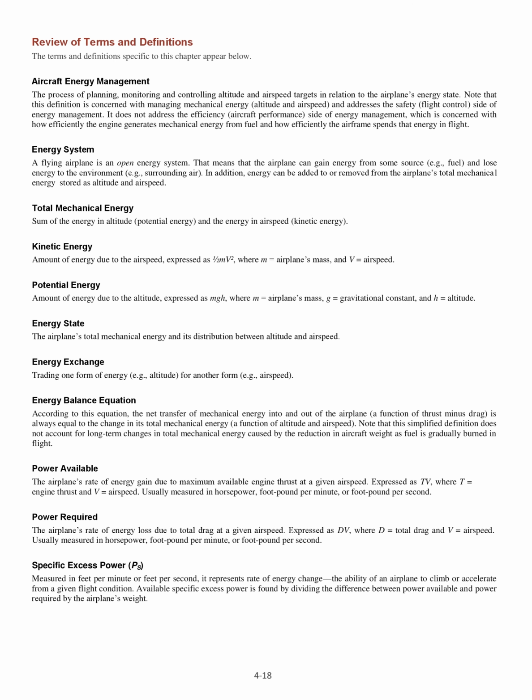Specific excess power, PS, measured in feet per minute or feet per second. It represents rate of energy change, the ability of an airplane to climb or accelerate from a given flight condition. Available specific excess power is found by dividing the difference between power available and power required by the airplane's weight.